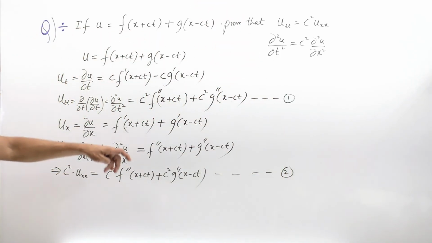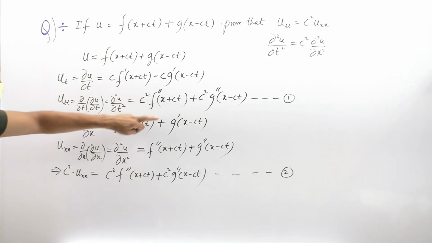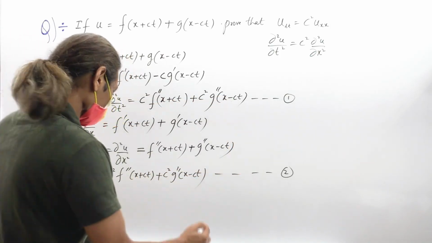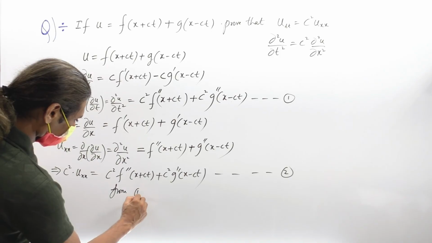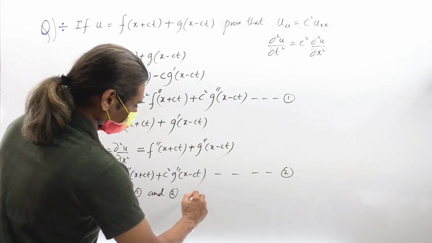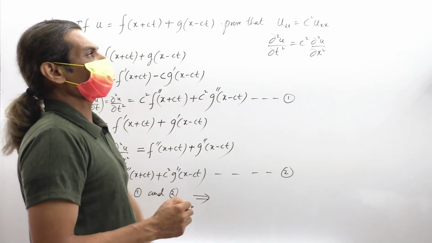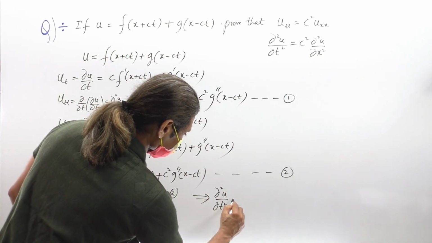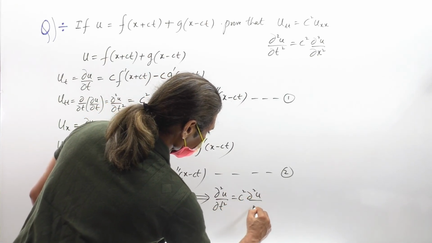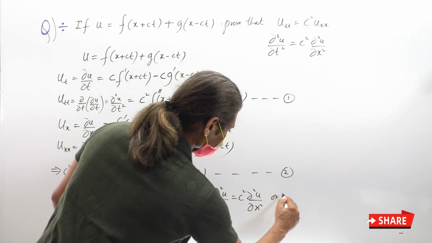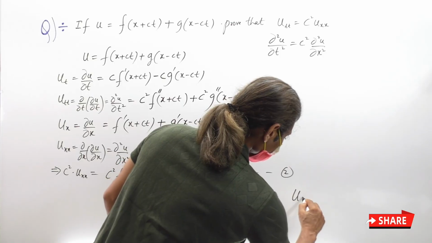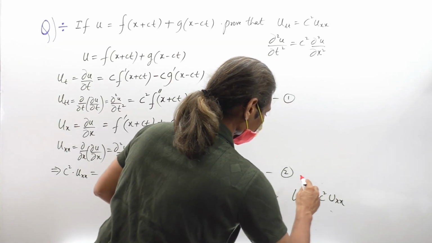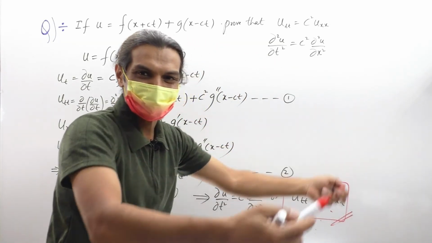Now compare both equation 1 and 2. See, c square f double dash of x plus ct and c square g double dash of x minus ct, both are the same. Therefore, from 1 and 2 we can write dou square u by dou t square is equal to c square dou square u by dou x square, or as they asked in the question, u double t is equal to c square u double x. That's the solution. That's it, as simple as that.